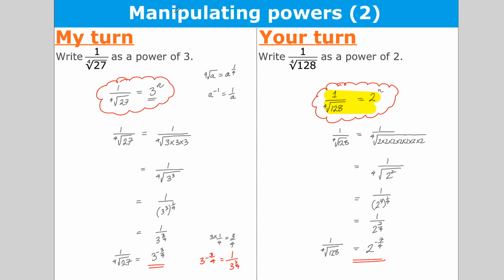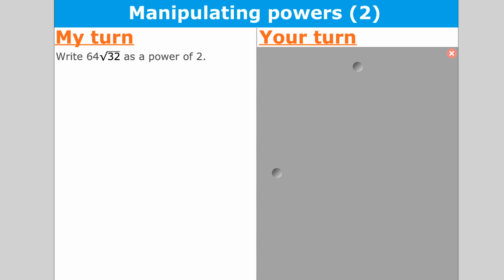Okay, really good progress so far. So we've got 3 more questions today, and they're going to get even trickier as we go along. Here's the next one. Write 64 times the square root of 32 as a power of 2. Translate text into maths. So I'm going to write 64 times root 32 as a power of 2. That's our objective.